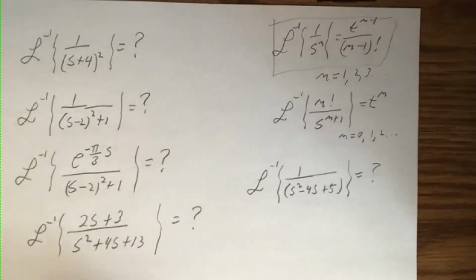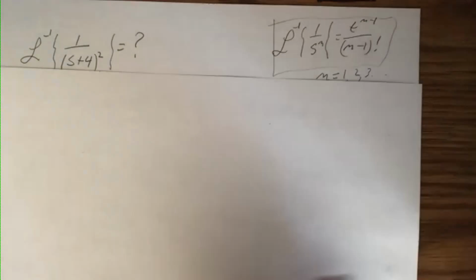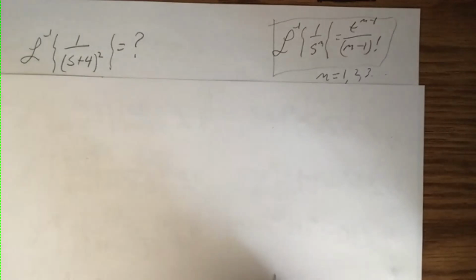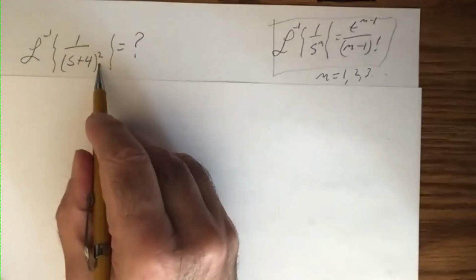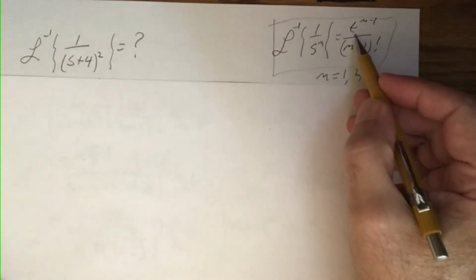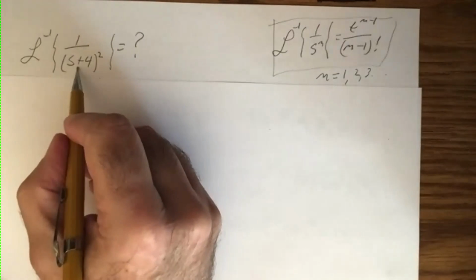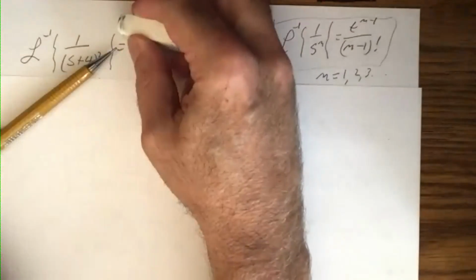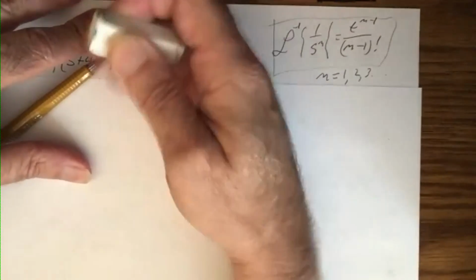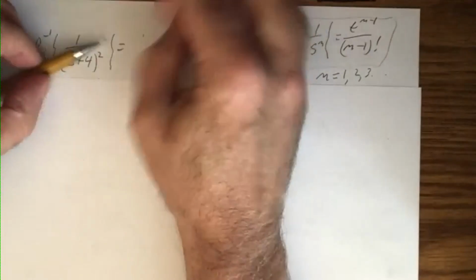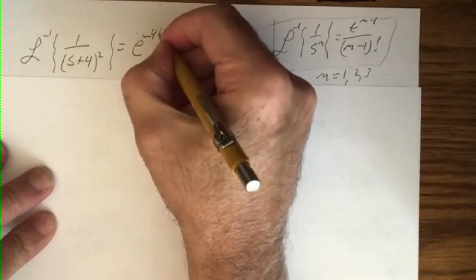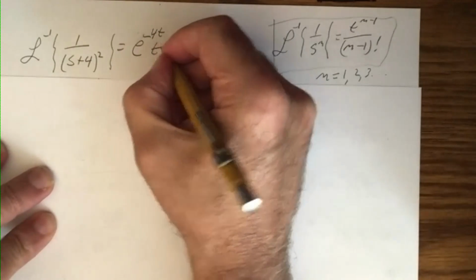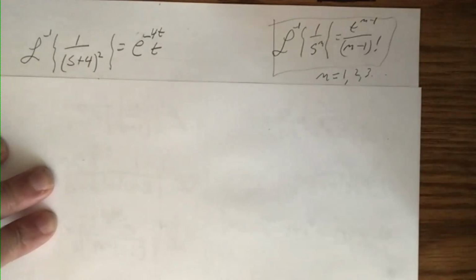Okay, let me go ahead and solve these. Let's see. Well, the first one, right? If I just take a look at the 1 over s, I got the s squared here. So this is just going to be t, right? This is going to be t. But then I got the +4, right? So I hope everybody sees that this one here is a simple one. Hopefully you think it's simple. This one here is just going to be e to the minus 4t times t. Okay. All right.